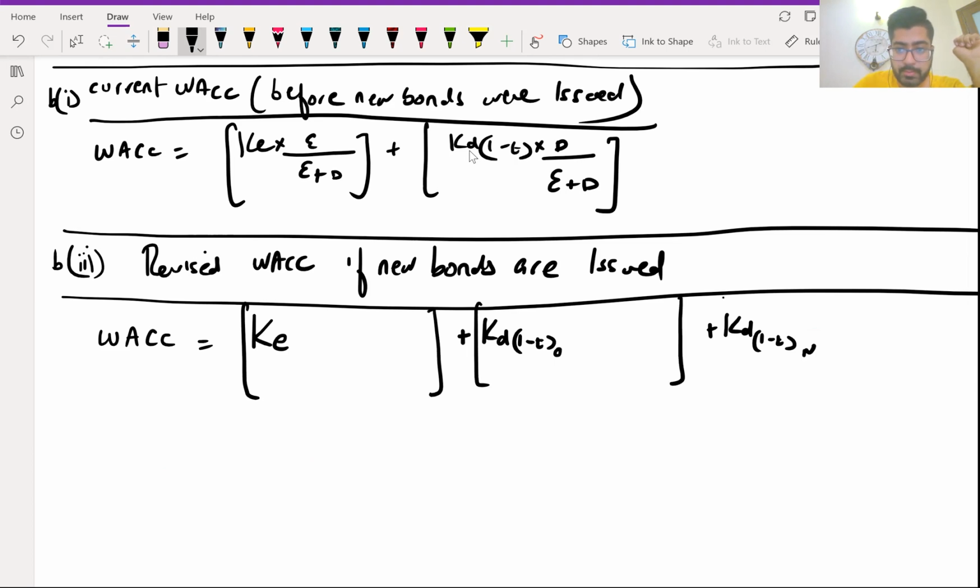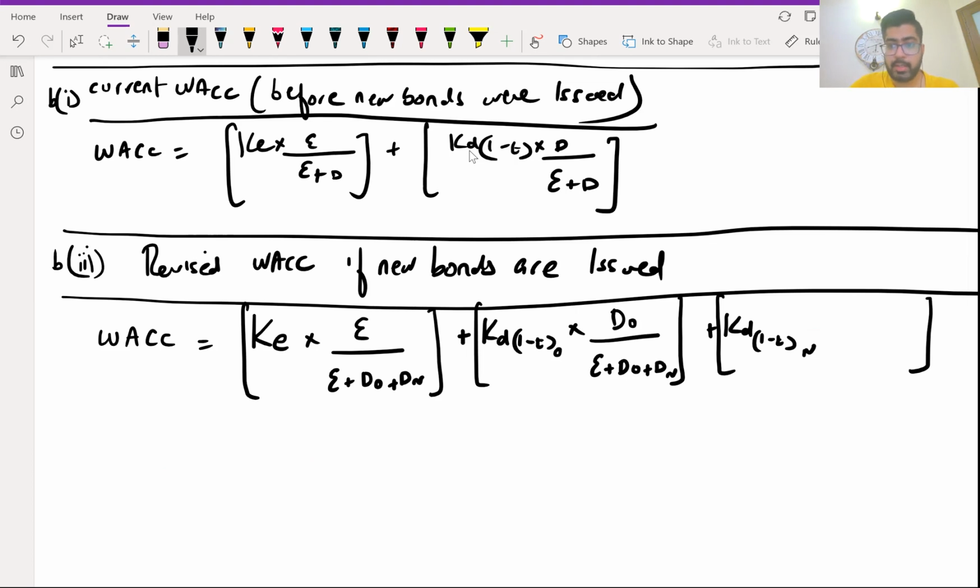Each cost will be on its respective proportion. KE would be on the equity proportion, which is E over E plus DO plus DN. Cost of old debt on the old debt portion, that is old debt over all three. And new debt only on the new debt portion, that is new debt over E plus DO plus DN.